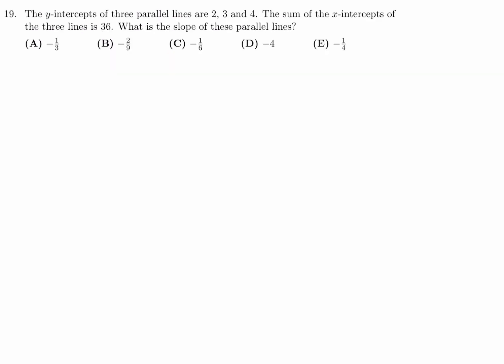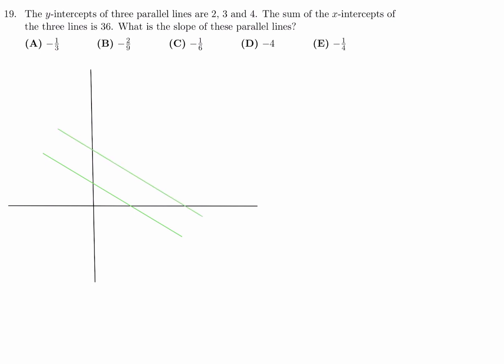The y-intercepts of three parallel lines are 2, 3, and 4. The sum of the x-intercepts of these three lines is 36. What is the slope of these parallel lines? Let's draw a diagram, and let's illustrate what this could look like. Well, we have three parallel lines, so one like this, another one, let's say like that, and another one like this, approximately. And they have told me that the y-intercepts, so where they cross the y-axis, are 2, 3, and 4. And then where they cross the x-axis, they don't give me those values, but they tell me that those values add up to 36.